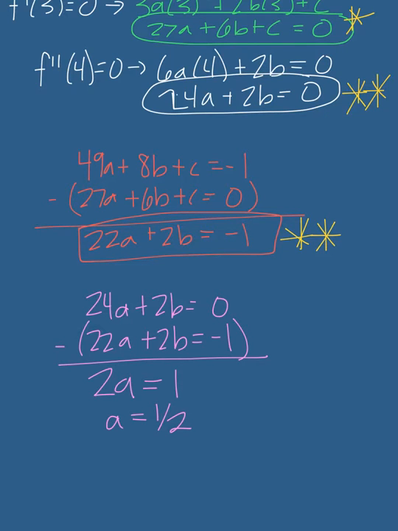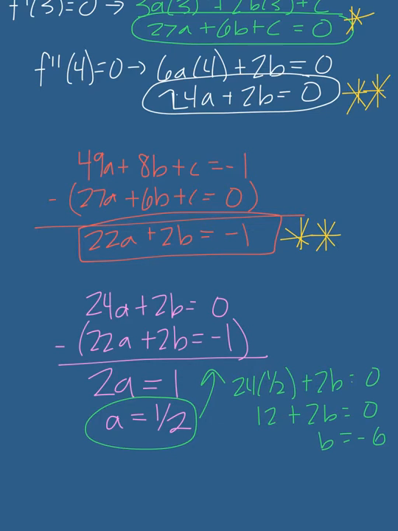Now that I know that a equals 1/2, I can take it and plug it into either of the equations up here and figure out what b is. So let me do that. This is 12, plus 2b equals 0. I'll subtract 12, I'll divide by 2, so b equals -6. Checking the answers and making sure that I'm right. Yep.